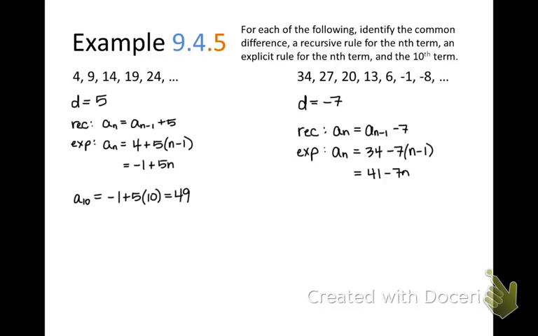All right, so to find a sub 10, we just need to plug in 41 minus 7 times 10, looking at our explicit formula. So 41 minus 70 is going to be negative 29, right? All right, are there any questions on how to write and use formulas for arithmetic sequences and what the difference between an arithmetic and a geometric sequence is? Okay?